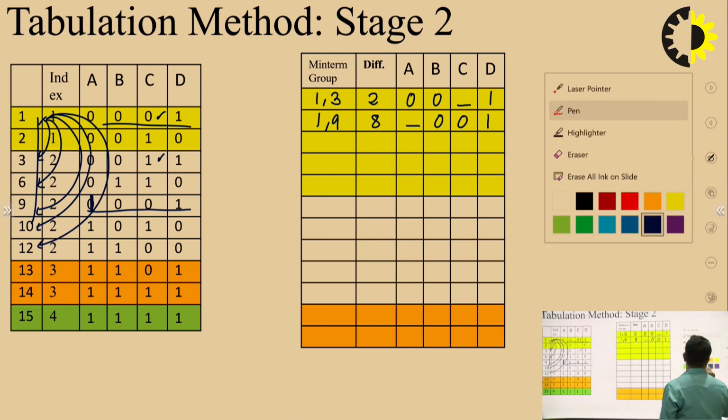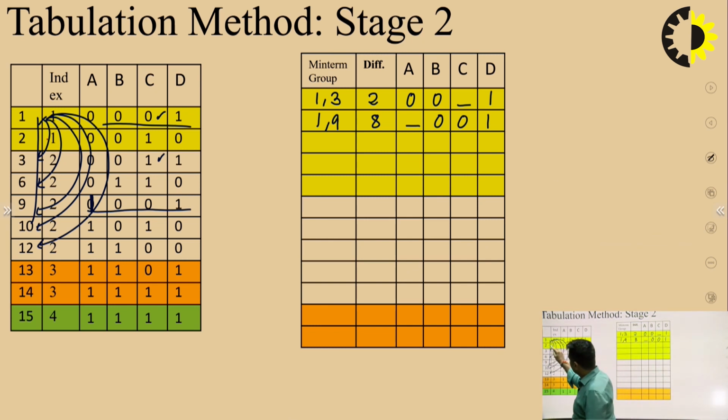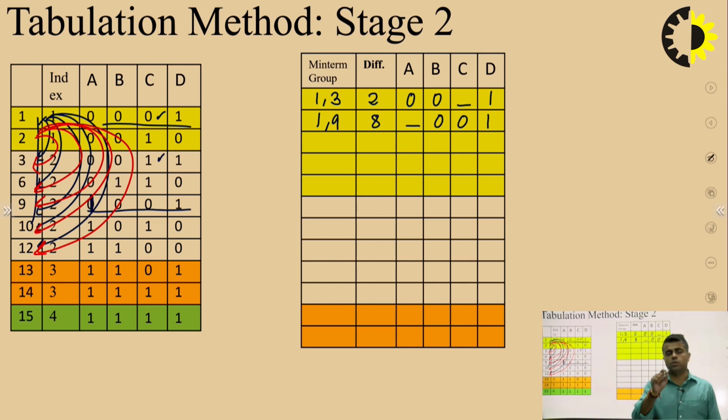Okay. Now let's check this with 2. 2 with 3. Okay. Then 2 with 6, 2 with 9, 2 with 10 and 2 with 12. But again, I will not be checking all the combinations. I will be checking only certain combinations which will be giving me the difference in 2 raised to power form.